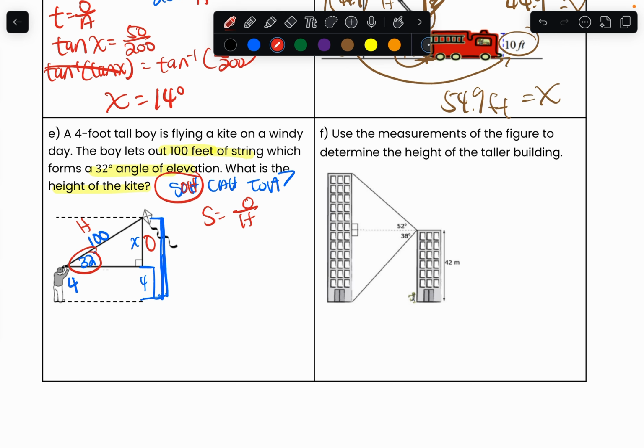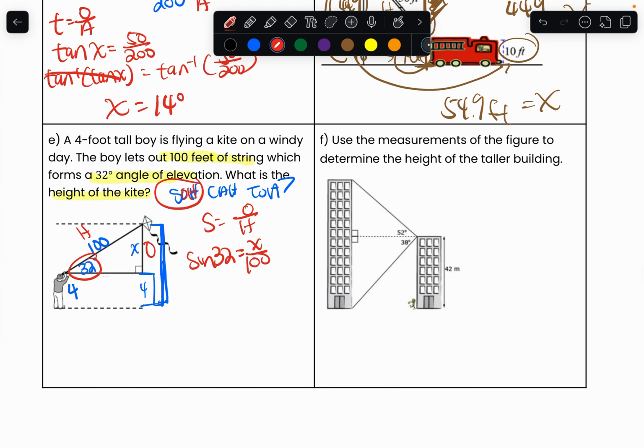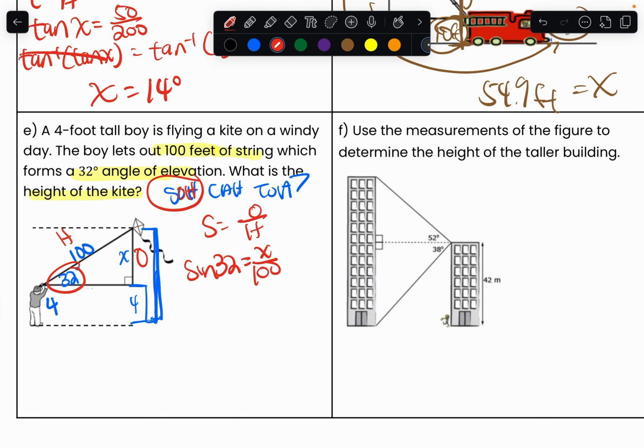Now, write it down, sine. Well, sine of what angle measurement? It is 32 degrees. So I put sine of 32 equals opposite, which is x, over hypotenuse, which is 100. Now, in order to find my x, I need to multiply both sides by 100, like this. On the right side, it cancels, giving me x. On the other side, 100 times the sine of 32 will give me my x here as 53.